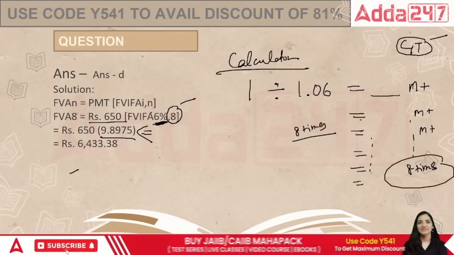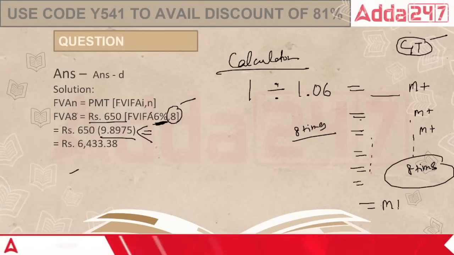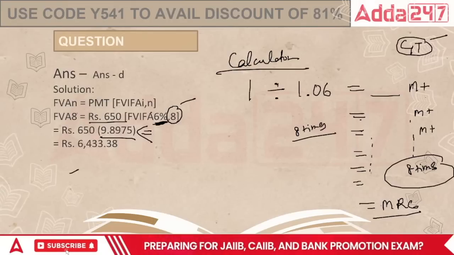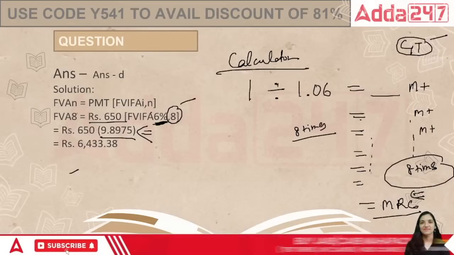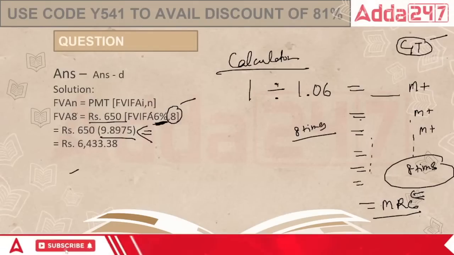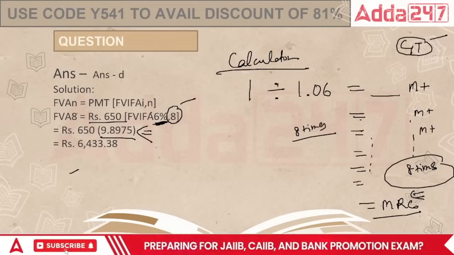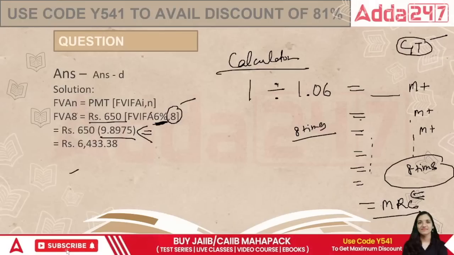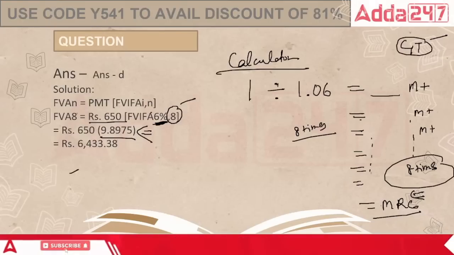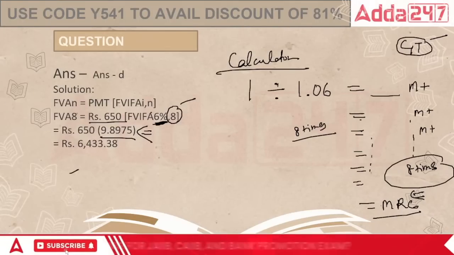Once you have done it 8 times, click on MRC. Whatever you put in the memory would be totaled all together by your calculator and you will get the total figure of 9.8975. If I am putting 650 for a single year, then what is the value after 8 years? It can be easily calculated, right?